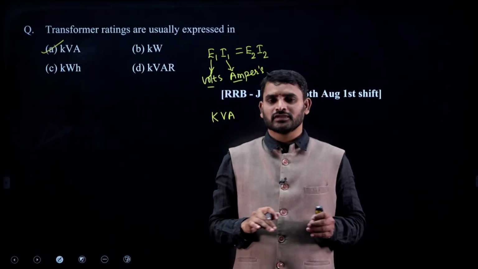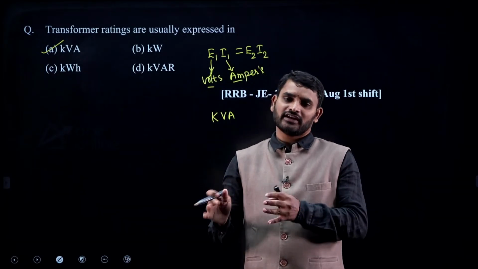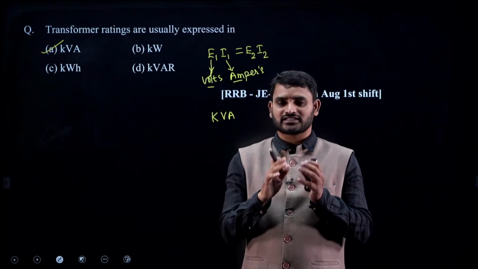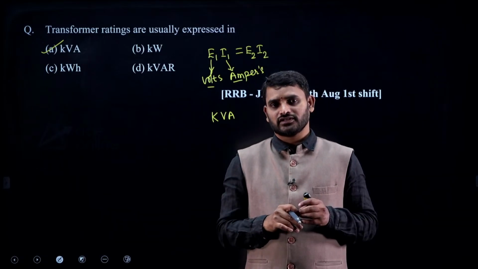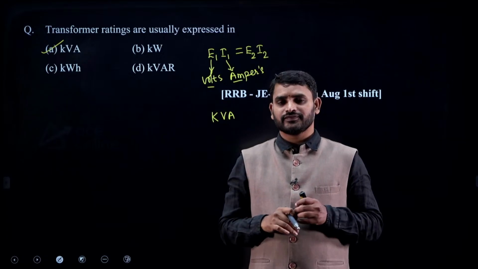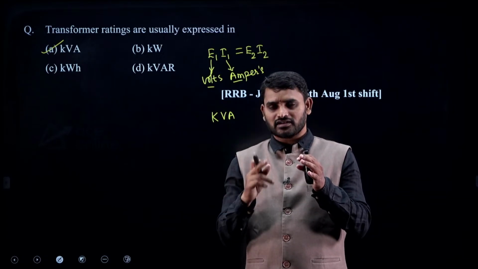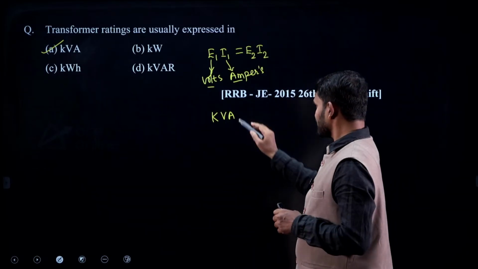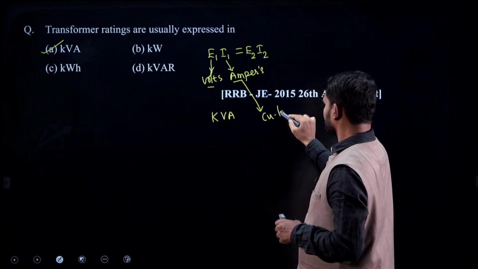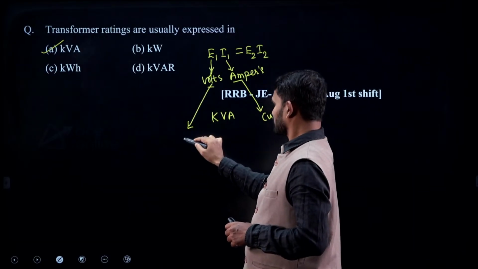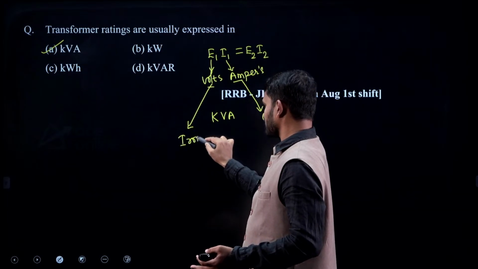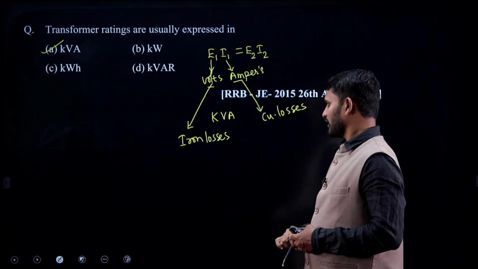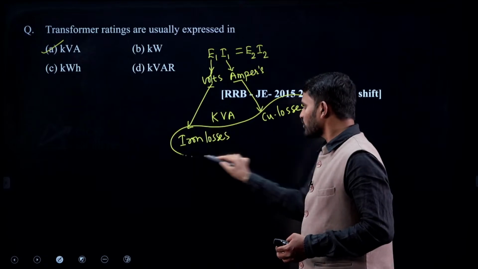There is a reason. The major parts are core and windings. Core losses, hysteresis loss and eddy current losses, depend upon flux. Flux depends upon voltage. So iron losses depend upon voltage. Copper losses, the heat losses created in the winding, depend upon current. So current is going to create copper loss, and voltage is going to create iron losses. On the whole, what I am trying to say is these losses are going to create heat.